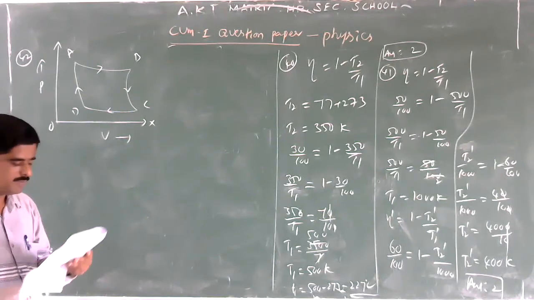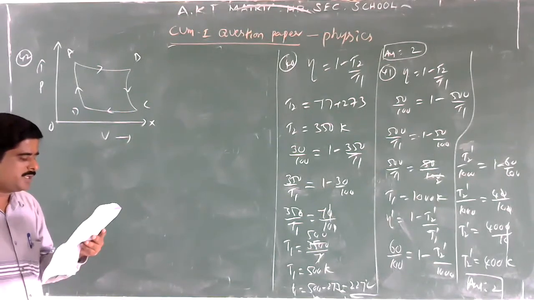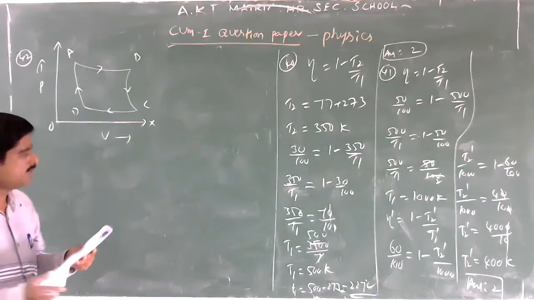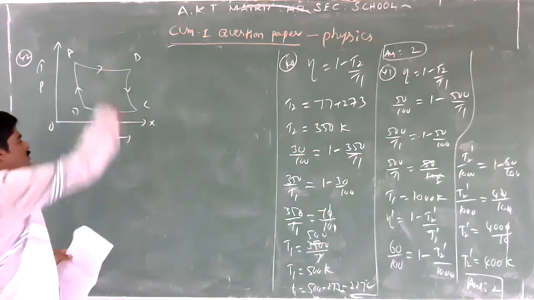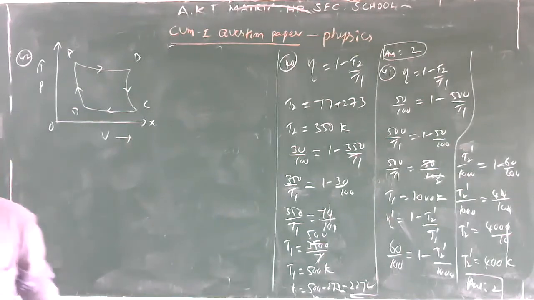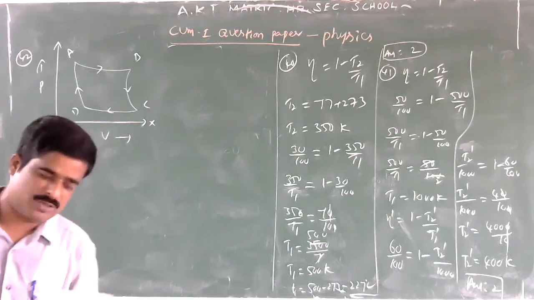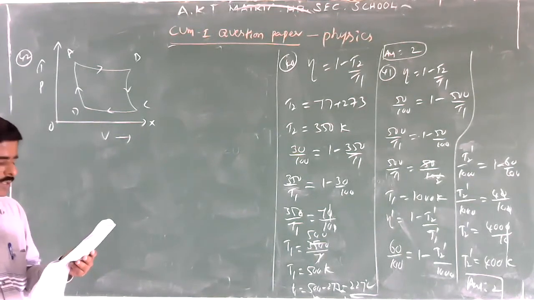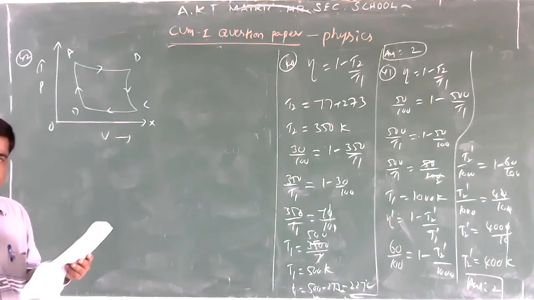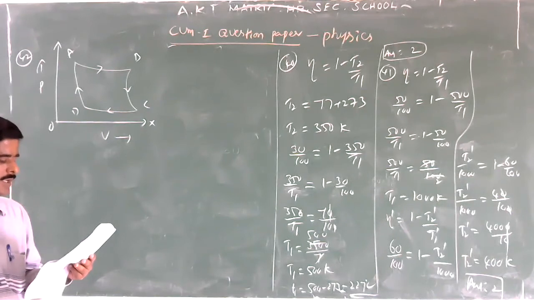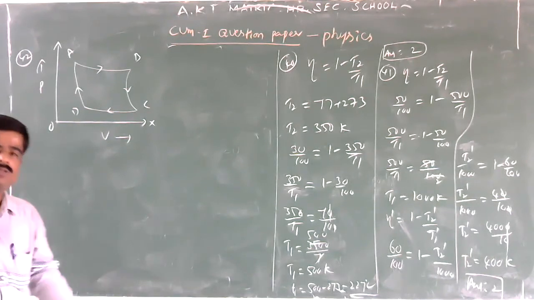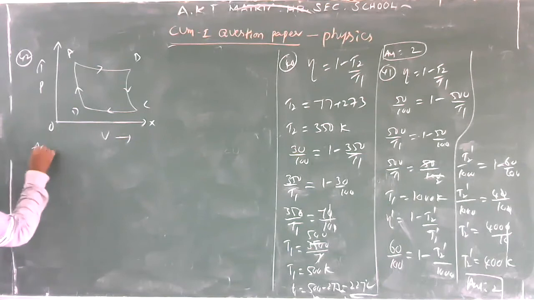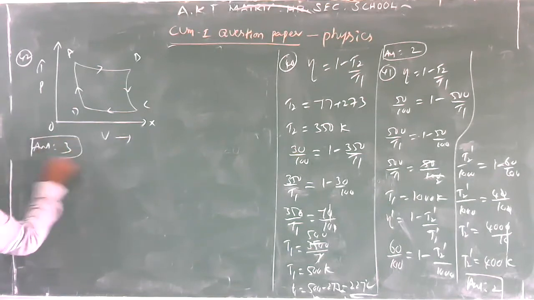Next, the third one: the change in internal energy in a cycle is 0. Why? Because this is a cyclic process. In a cyclic process, what is the change in internal energy? 0. So the third statement is also correct. Out of these, the second and third statements are correct. So which option is correct here? The third option is correct. So for question 42, the third option is correct.